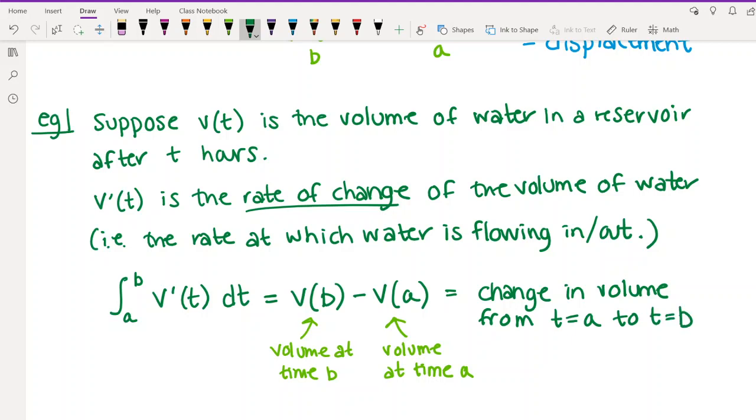So that's really all the net change theorem says. It kind of just makes sense, right? It's just a way of rephrasing what we've been talking about, but with a little bit more real world meaning.